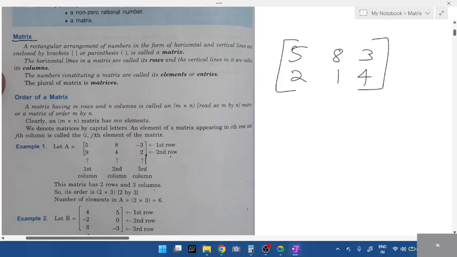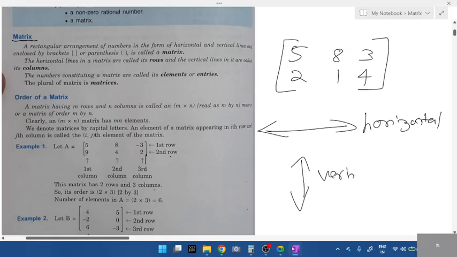The horizontal line in a matrix are called row. Horizontal, what do you mean by horizontal? Is it a flat or a straight line? Yes, remember horizontal is a flat line like this. This is horizontal line, this is vertical line. Horizontal and vertical. Clear? Okay. Horizontal line are known as what?